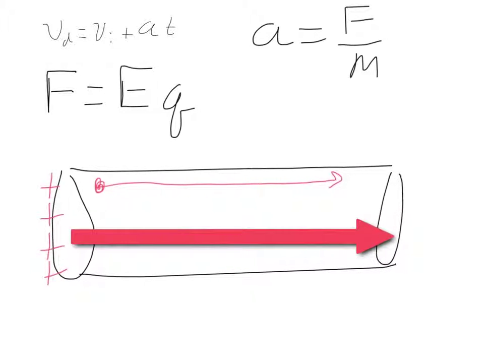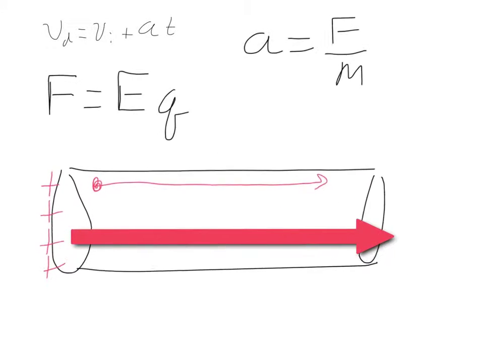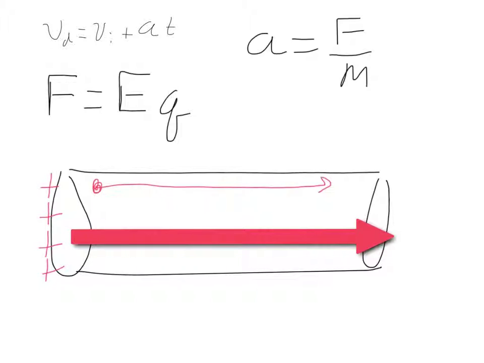So that being said, we can now start to put different pieces together here. Let's go ahead and figure that out. The acceleration then is going to be equal to E times Q over M, where Q and M are properties of the electron. They're just part of the electron. The electron has a certain charge and it has a certain mass. So we have that the drift velocity is equal to the initial velocity plus the acceleration times time.